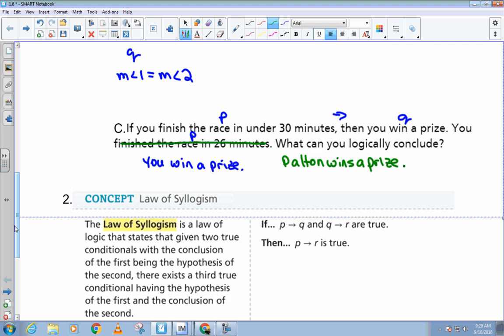Okay? When you're using the law of detachment, you have made a statement, if P then Q. Your second statement has to reference the hypothesis. This one references the conclusion. And you can't use the conclusion to prove the hypothesis. Just because he wins a prize, it doesn't mean the prize has to be for finishing the race under 30 minutes. He might have got a participation prize because he just finished the race.